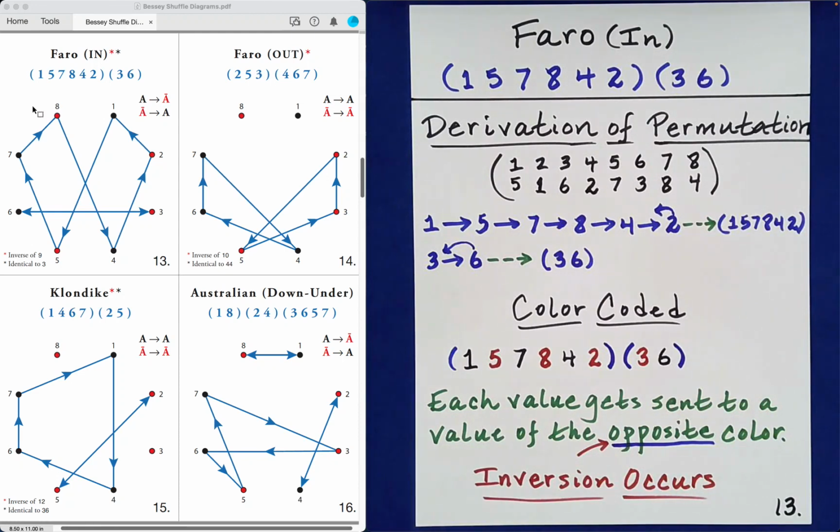Okay, so let's quickly look at the graph for the FARO in shuffle over here on the left, and you'll recognize this diagram. In fact, we have seen both the inverse of this diagram and an identical version of this diagram. So why don't we quickly remind you of what those were.